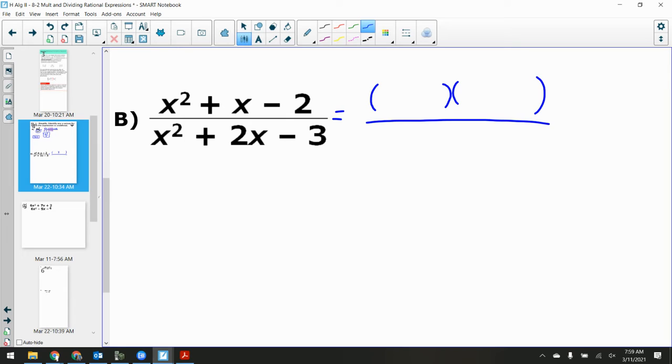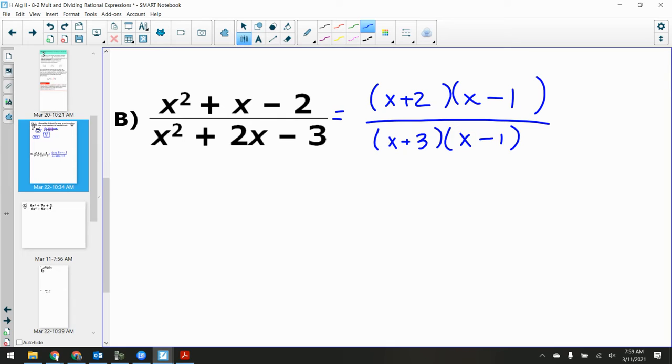All right, factors of -2 that add to get to +1: x plus 2, x minus 1. I'll just tell you right now, the better you are at factoring, the better you will be at chapter 8. Factors of -3 that will add to get to +2: x plus 3, x minus 1. +3, -1. What do you notice between numerator and denominator?